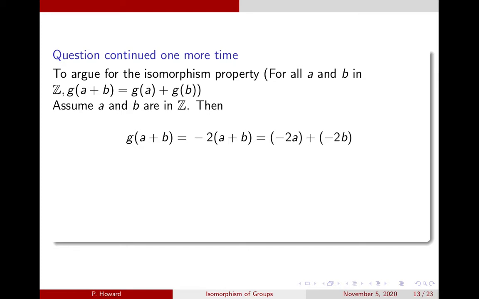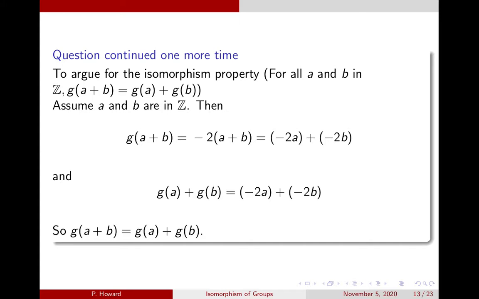And now the other side of the equation, g of a plus g of b. g of a is minus 2a, g of b is minus 2b. We see that the two sides of the equation did simplify to the same expression, and therefore we know that g of a plus b is g of a plus g of b.